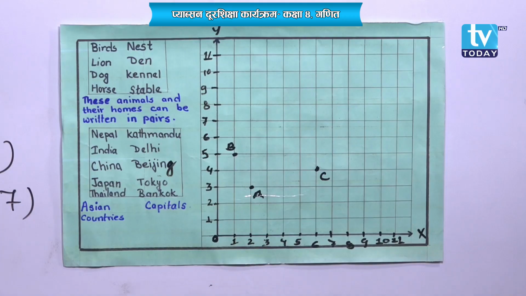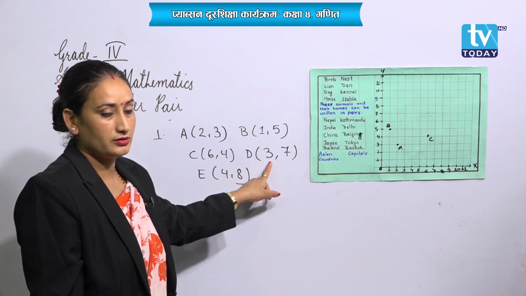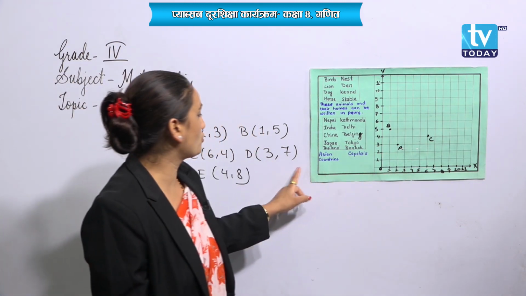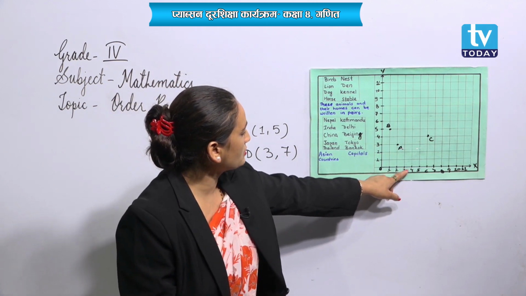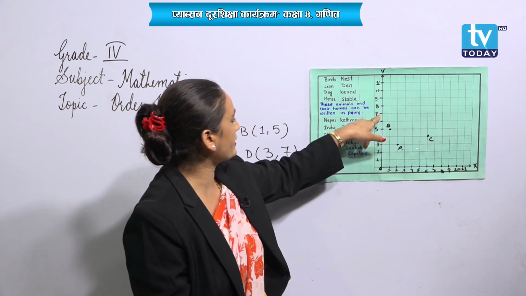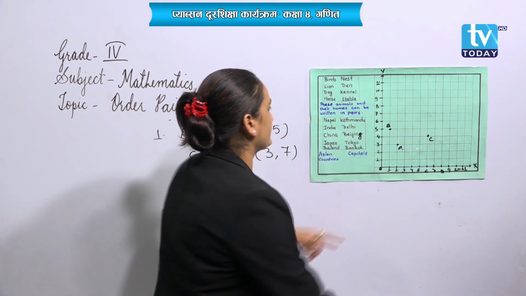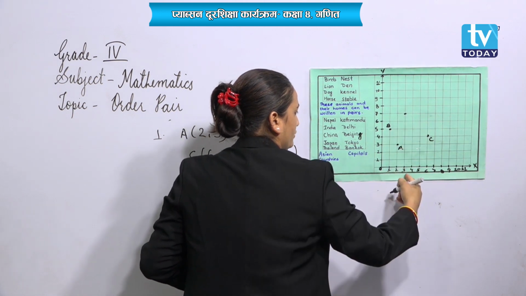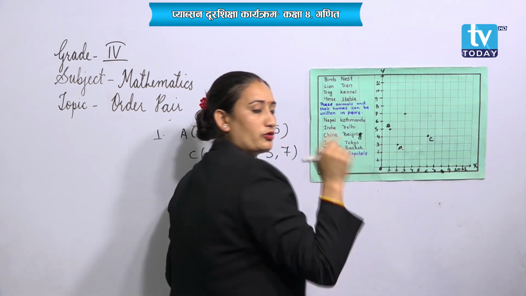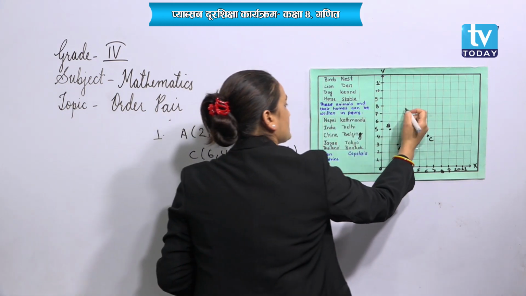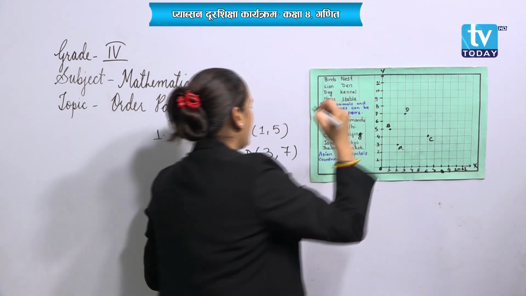Then after, D, moving 3 times straight forward and then jump for 7 times. 1, 2, 3, 4, 5, 6, 7. Oh, here is 7. So, can we plot a point over here? Okay. 3, 7. Moving 3 steps forward and jumping further 7 times. And the point name is D.